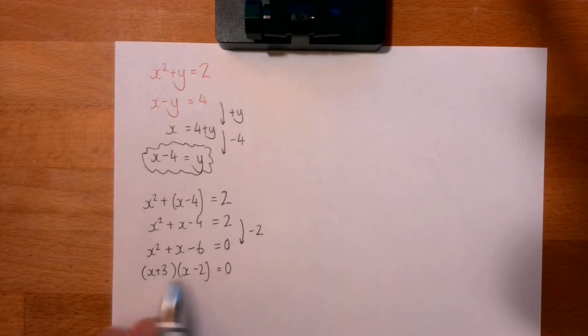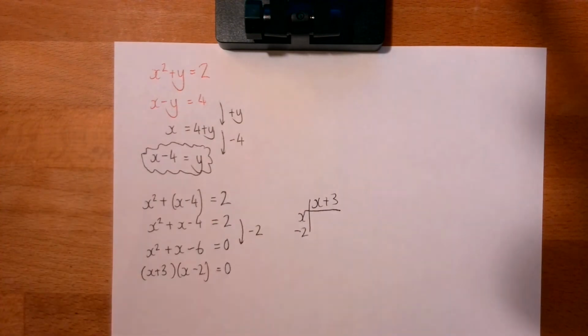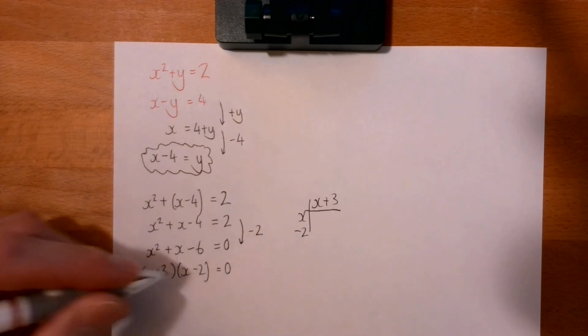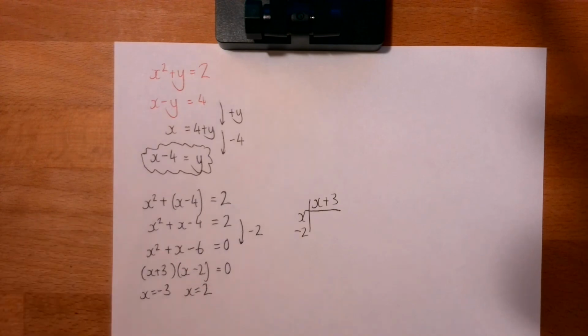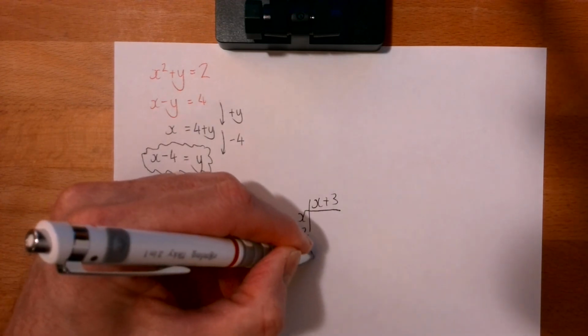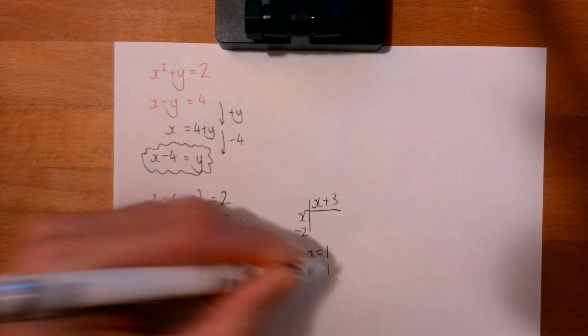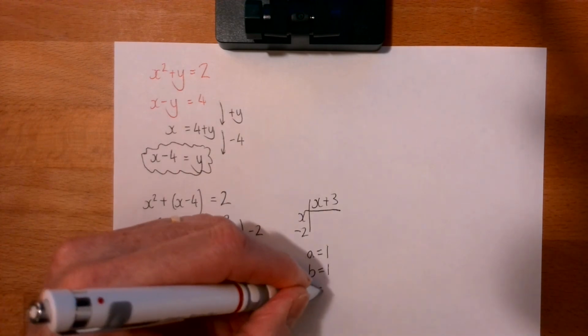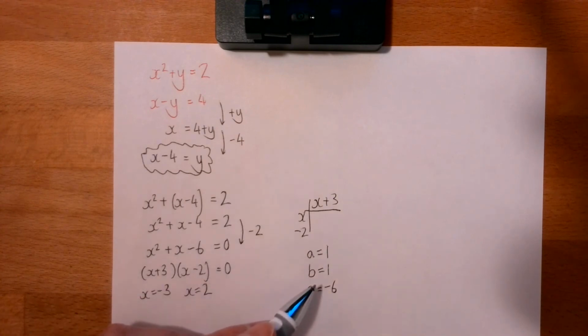And if you don't believe me, try gridding that out. You'll find you get that. But so the solutions, if you remember, they're the values of x that would make each bracket 0. You would have got exactly the same answers had you used the formula. If you were going to use the formula from that equation, a is 1, that's the number of x squareds, b is 1, number of x's, and c is minus 6. A few of you tried to use the formula, but you hadn't lined it up correctly, so you've got b as minus 6 and c as 1.